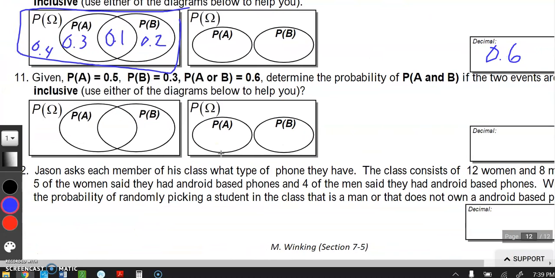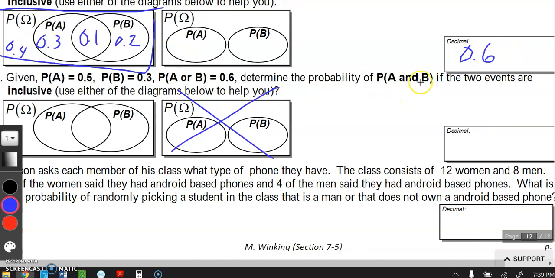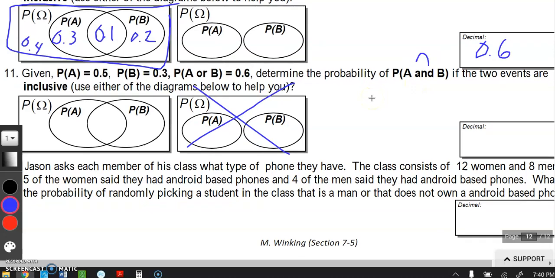Okay. This one, again, is inclusive, so we're not using this one. So we have 0.5 is the probability of A. The probability of B is 0.3. The probability of A or B is 0.6. Which means that together they add up to 0.6. They want us to determine the probability of A and B, which is the intersection of the two, if they're inclusive.